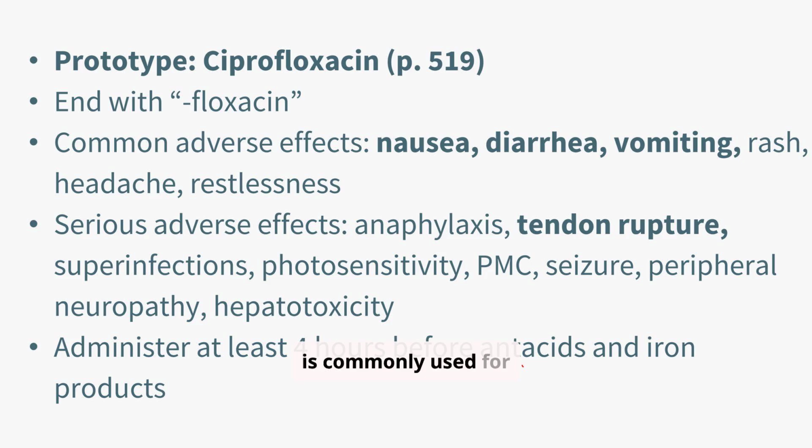Ciprofloxacin is commonly used for UTIs and traveler's diarrhea, but it's not without risks. The black box warning for tendonitis and tendon rupture means it's usually avoided in athletes, children, and older adults. Do not give with calcium, magnesium, or iron. These bind the drug and reduce absorption. Patient teaching tip: report any heel or ankle pain right away. It could mean tendon damage.